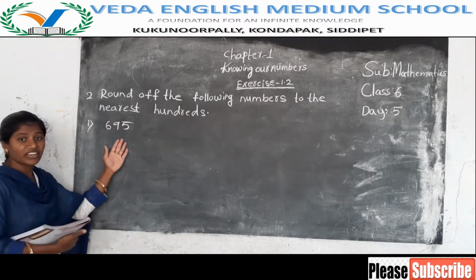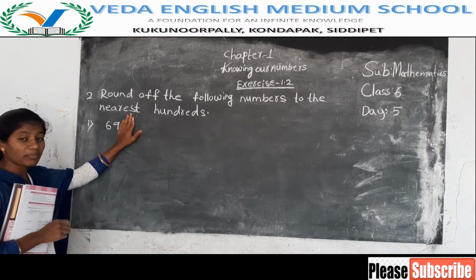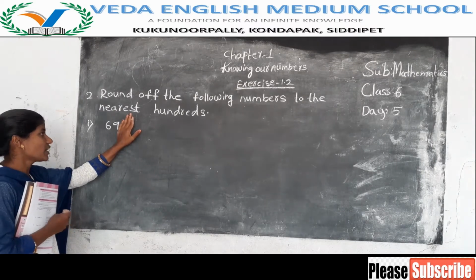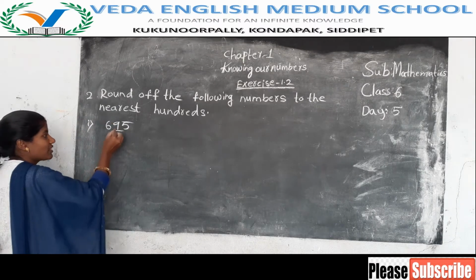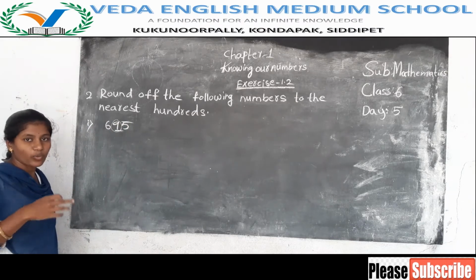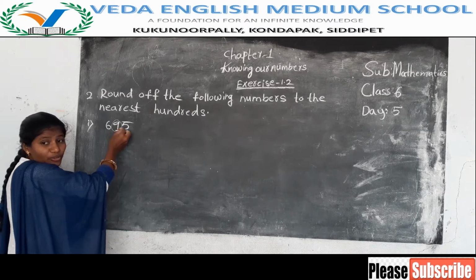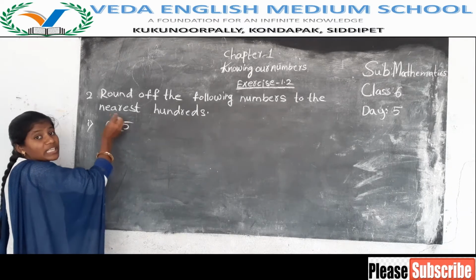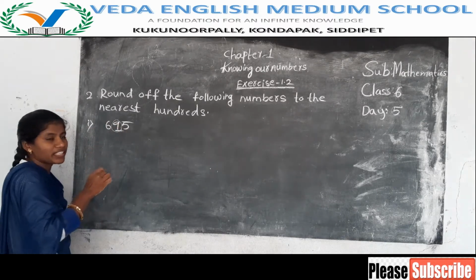If they ask nearest hundreds, then we have to leave the ones place number. Before hundreds, what is the place value? Tens. That means here we have to check the tens place number. What do you have in tens place? 9. Is 9 above 5 or below 5? Very good, 9 is above 5. If the number is above 5, then you have to increase the next number one time, and in the remaining two places, you have to write 0.